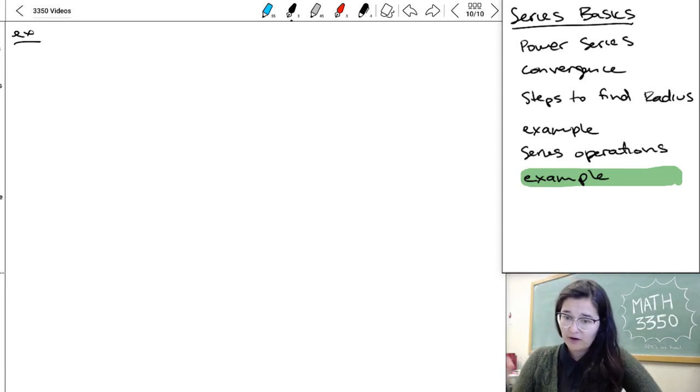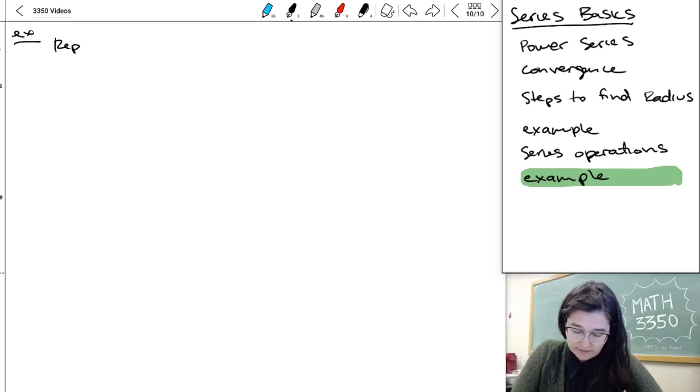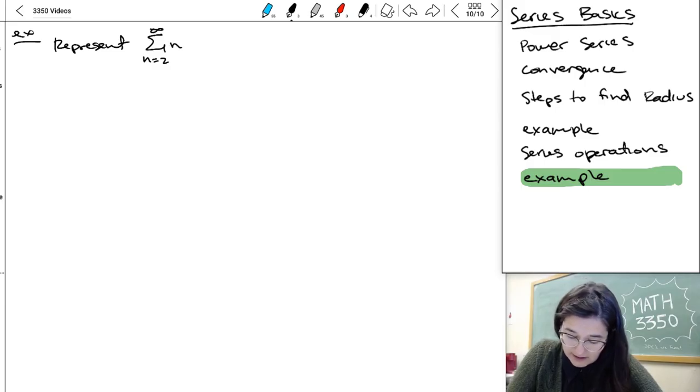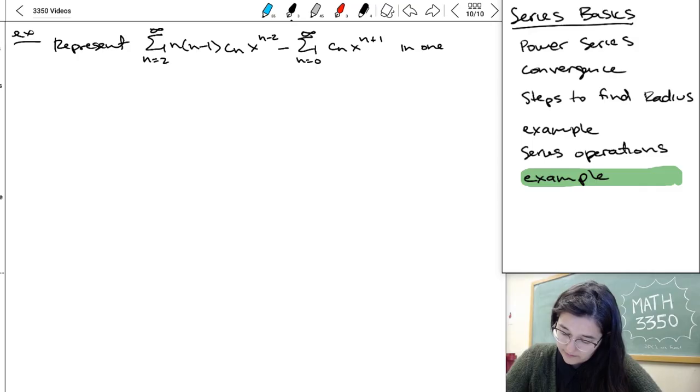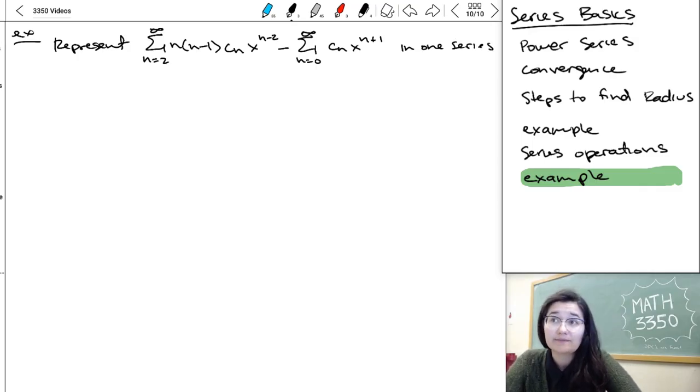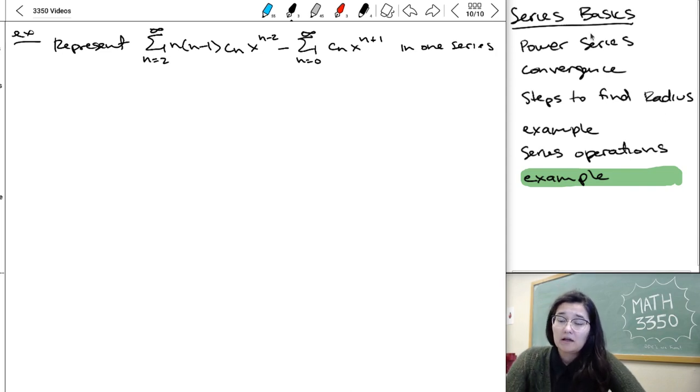All right, let's work on our first series example. So we're going to try to represent this series, the sum from n equals 2 to infinity of n times n minus 1 times c sub n times x to the n minus 2, minus the sum from n equals 0 to infinity of c sub n times x to the n plus 1, in one series. Okay. So if that's my goal, I need those two things to be true.